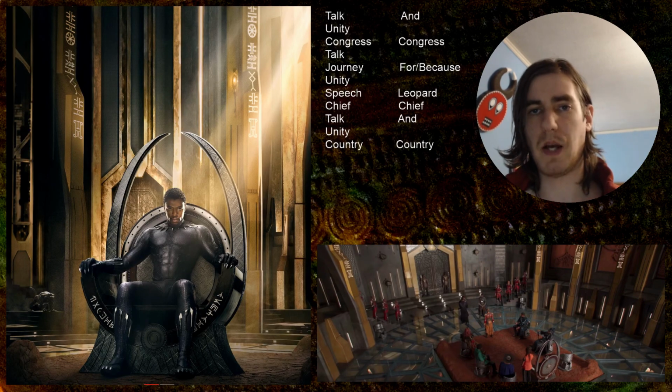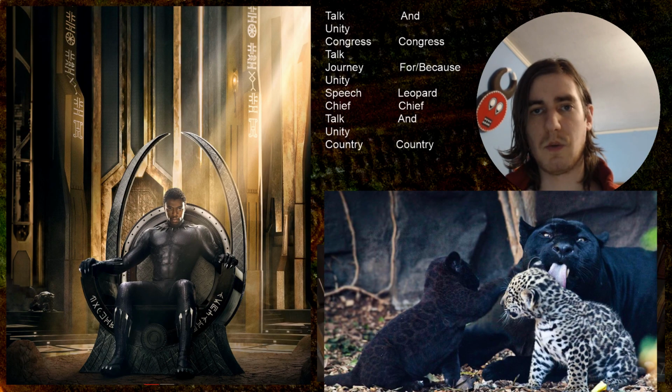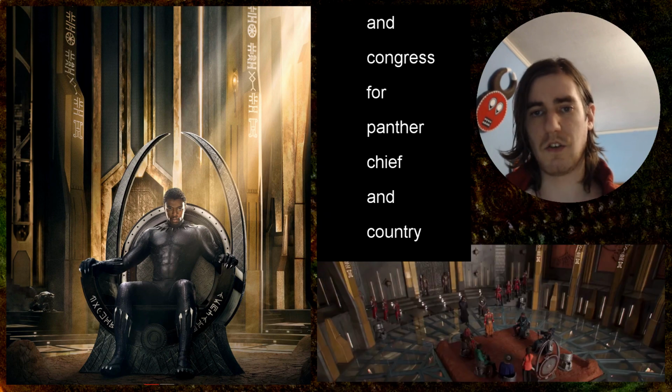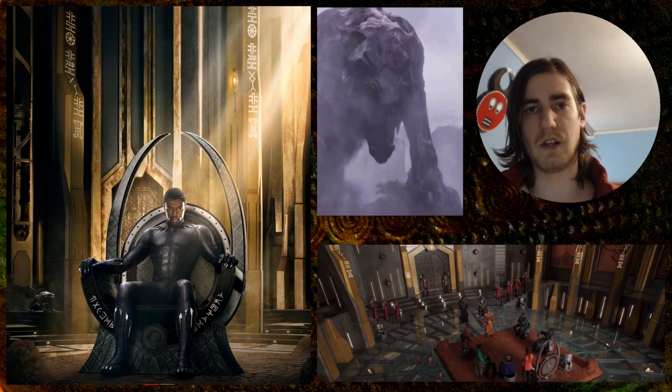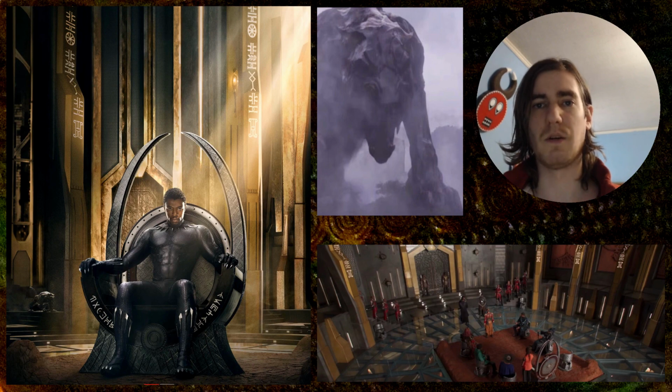And being that a panther and leopard are the same animal genetically speaking, just with different pigments, that means that this is actually saying and congress for panther chief and country. So of course we have an incomplete sentence here. We would need to see what the other symbols are on the rest of the pillar to complete the sentence. But at the very least we get some sort of understanding of what is written on these pillars in the Black Panther poster.